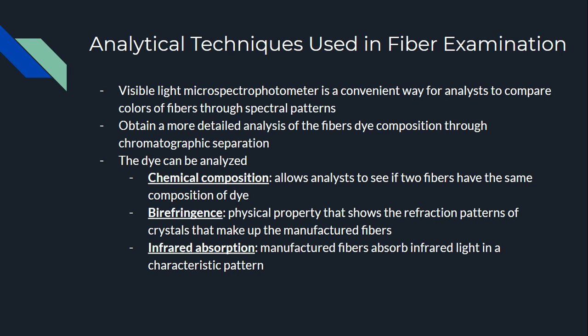We also can obtain a more detailed analysis of the fiber's dye composition through chromatography. And then we can analyze the chemical composition to see if two fibers have the same composition of dye. We can do birefringence. It's a physical property that shows the refraction patterns of crystals that are used in the makeup of manufactured fibers. And we can also do infrared absorption, which works on manufactured fibers that absorb infrared light in a characteristic pattern depending on their chemical composition.